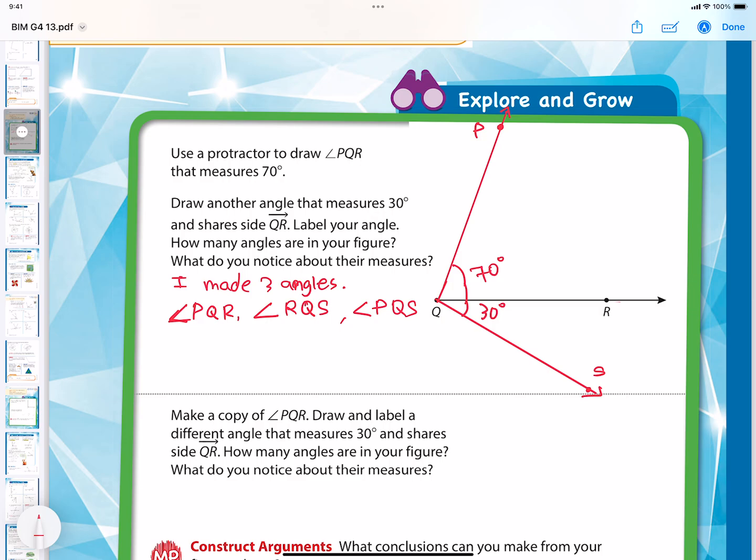Together it was 70 degrees and 30 degrees, and together it must be 100 degrees. That's what the question is. What do you notice about their measures? So I measured 70, 30, and altogether PQS must be 100 degrees. That's all about it for today. Add 2 angles and know what the total measure is.